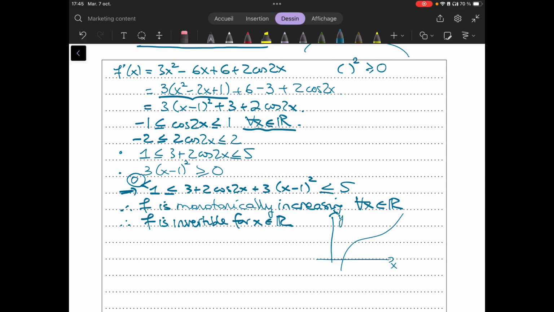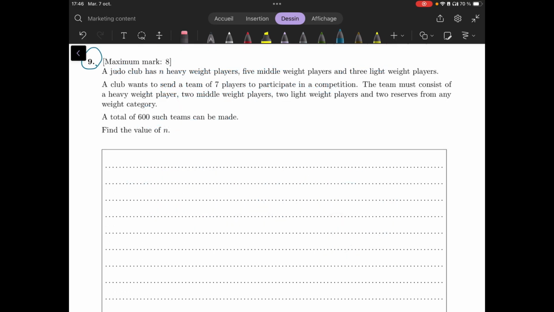They are teachers after all. They know what they're doing. So this is the end of question 8. Question 9. This is probably my favorite question of the paper.